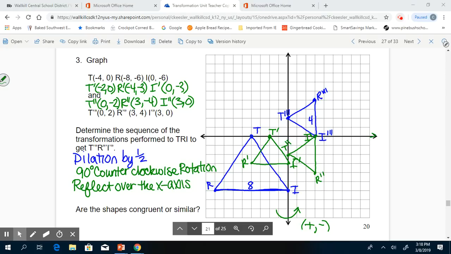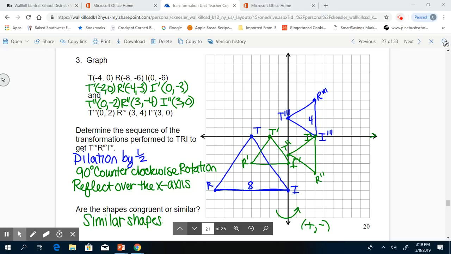So as I said before, I could have rotated 90 degrees clockwise and then reflected over the y-axis. I could have reflected over the x-axis and then rotated 90 degrees clockwise. I could have reflected over the y-axis and then rotated 90 degrees counterclockwise. Any combination of dilation by a half, 90-degree rotation, and reflection would have had these match up. And again, because the shapes are not exactly the same size, a dilation occurred, we no longer have congruent shapes, we have similar shapes. And that is mainly because of the dilation. The dilation is what causes the size to change and creates a similar shape, not a congruent shape.